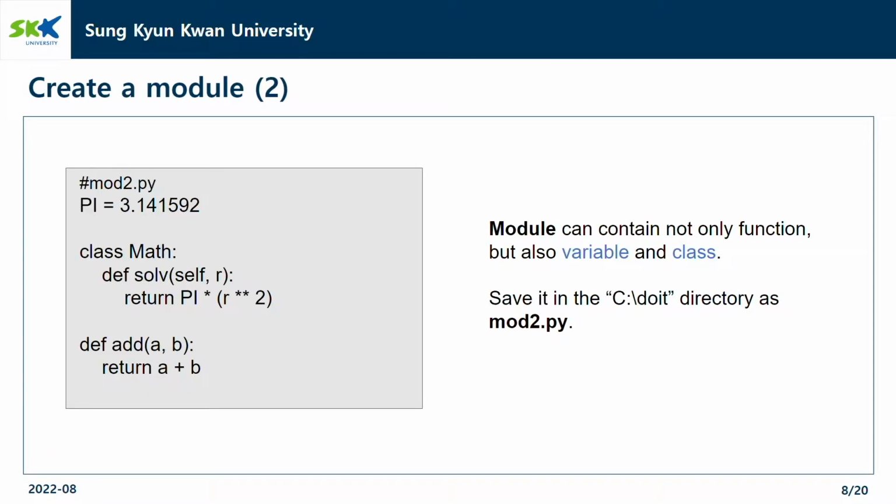The modules we've looked at so far include only functions, but they can also include classes and variables. Let's write a file that contains classes, functions, and variables, name this file mod2.py, and save it in the C:/doit directory.